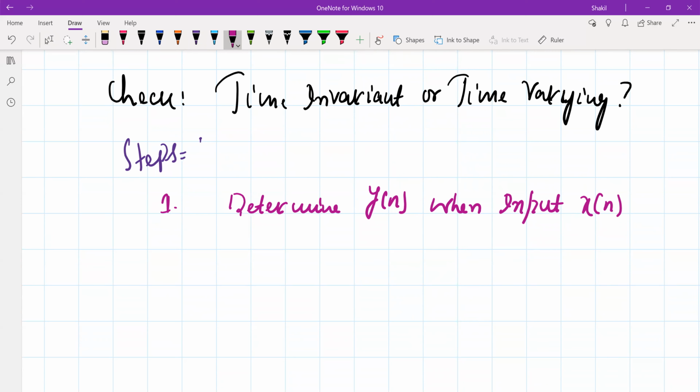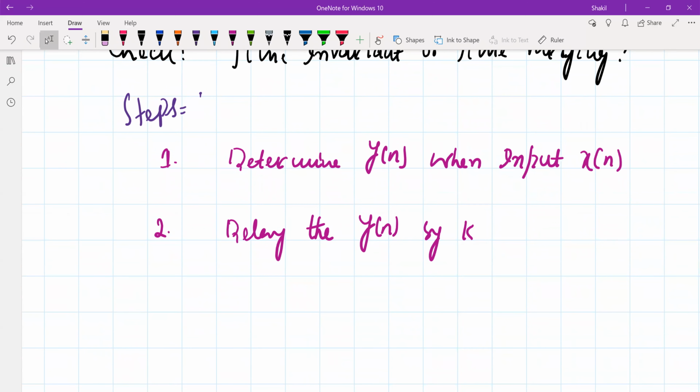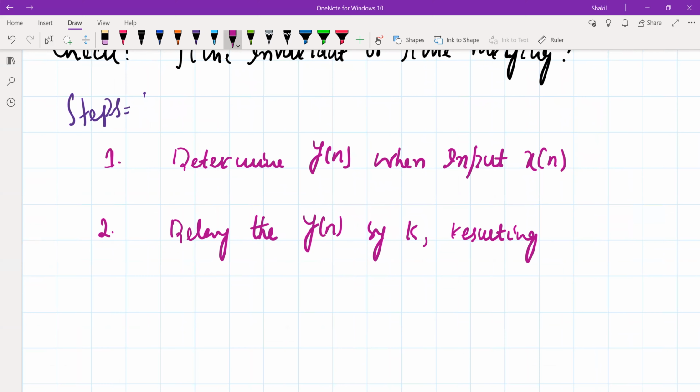Right. So the second step is to determine the delayed output, the output y of n delayed by some constant k. So we delay this by k units of time, and let's denote the resulting output by y of n minus k.